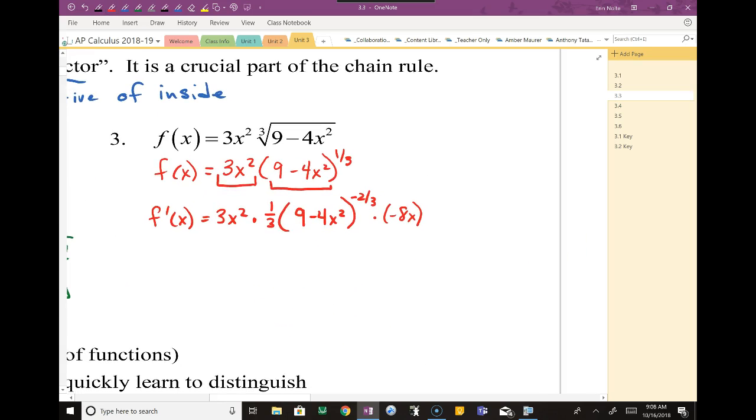Now remember, I'm still working on my product rule. Right now I have first d second. What comes next? Second. Plus second d first. So plus my second, I'm just going to rewrite my second. D first, so the derivative of 3x squared is 6x.